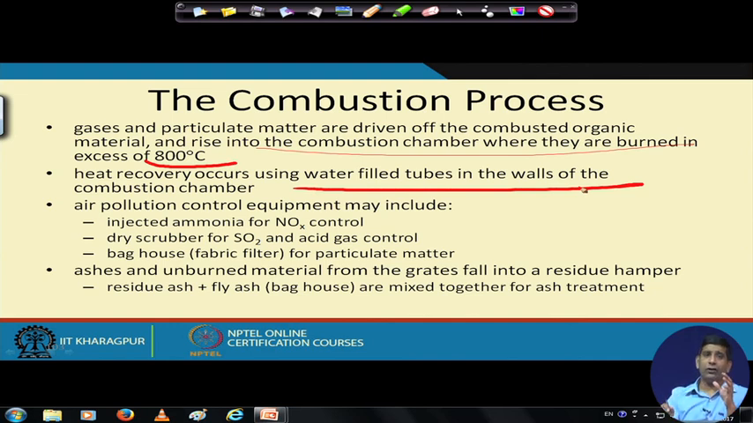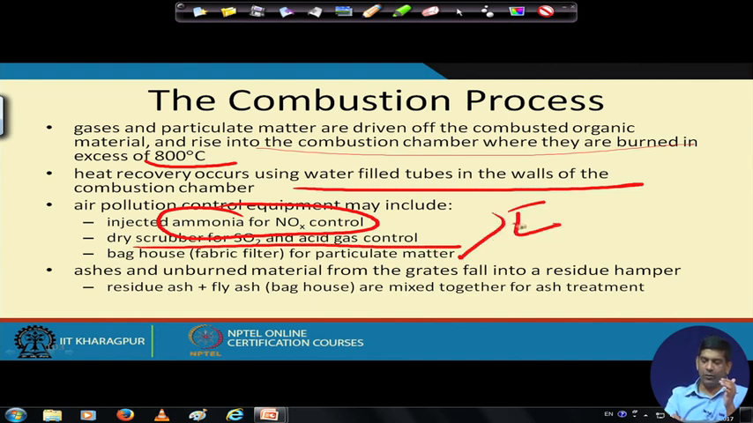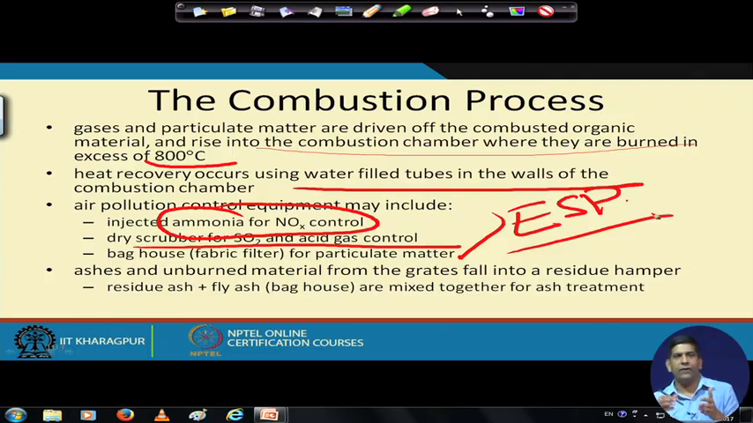Air pollution control equipment will be there where you try to inject ammonia to control NOx. Dry scrubber for SOx and acid gas removal. You have a bag house, like a fabric filter, for particulate matter. ESP is very popular. You need to have ESP these days as well, electrostatic precipitator. Different categories are out there, like 2 field, 3 field, different categories of electrostatic precipitators which you need to use.